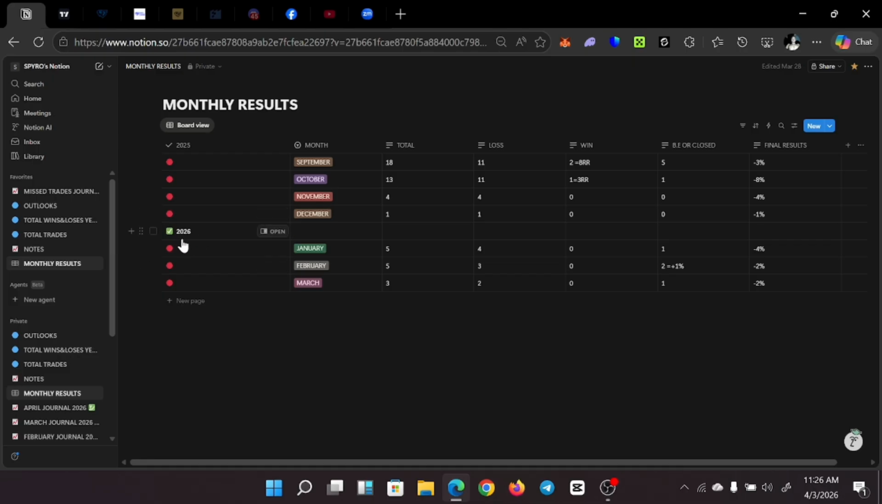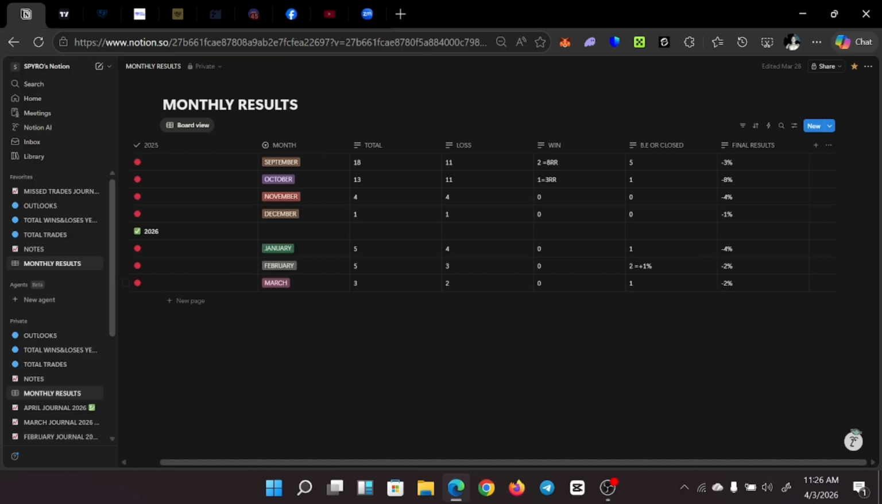And you can see this is 2026. This is January, this is February, this is March. I have documented everything already. So on the month of March, I took 3 trades. I have 2 losses, I have 0 win, and I have 1 break even. And that is minus 2% for the month. For the whole of March, I lost 2%. February, I took 5 trades, but I still lost 2%. Then on January, I lost 4%. That has been my highest loss for this year. I haven't had any winning months yet. I know the winning months are coming.